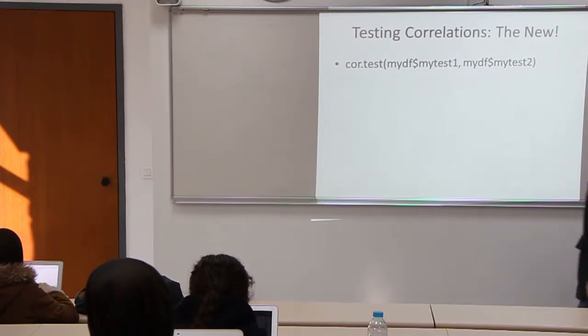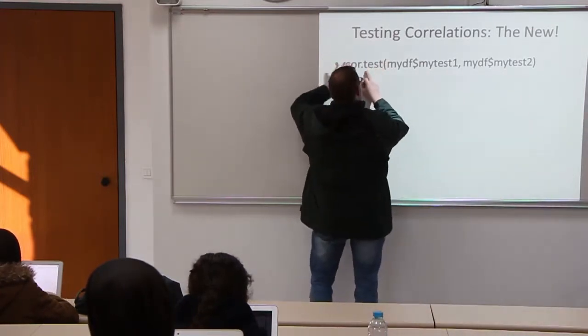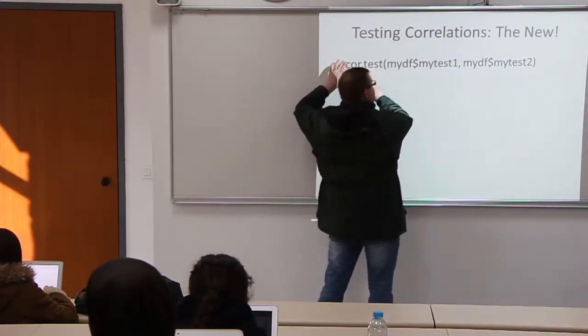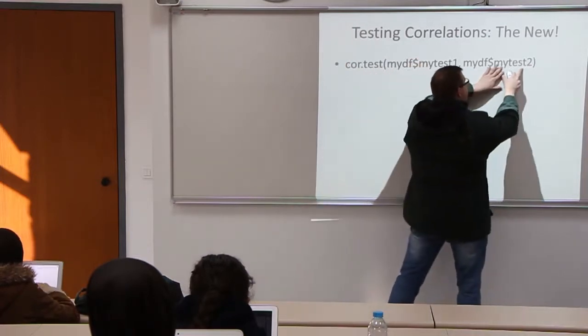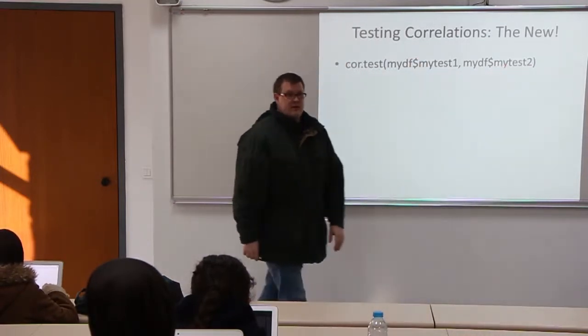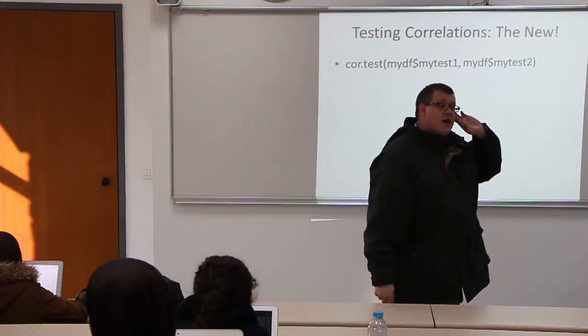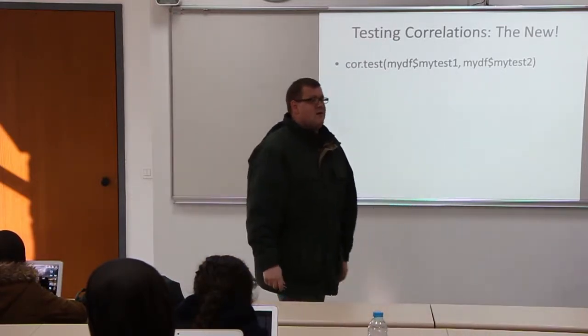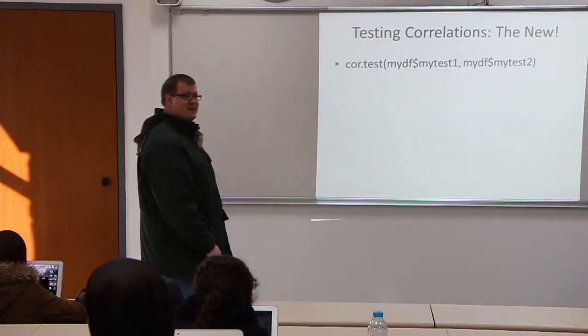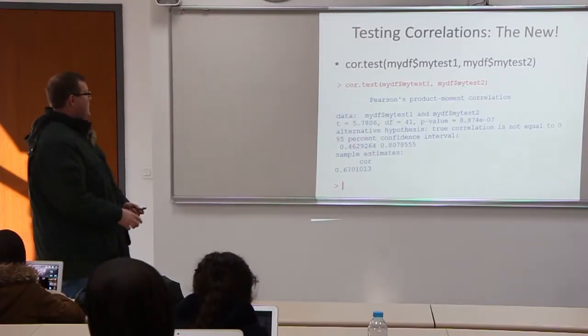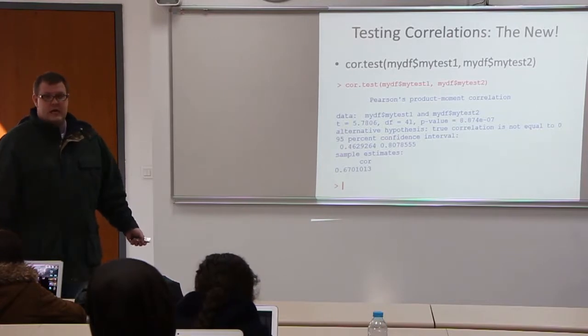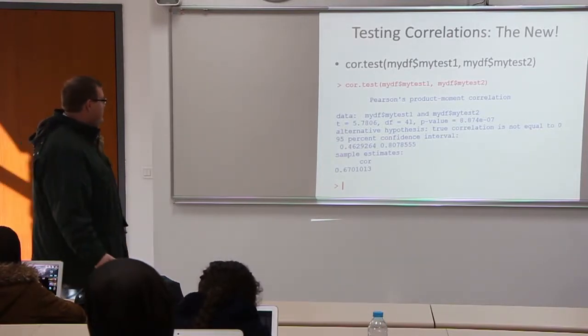So what are we saying? Okay, we're saying we want to test the correlation between our test 1 scores and our test 2 scores. It's perfect. Wow, not many things in the world are perfect, but this is pretty nice. So it gives you a lot of information. What does it tell you?